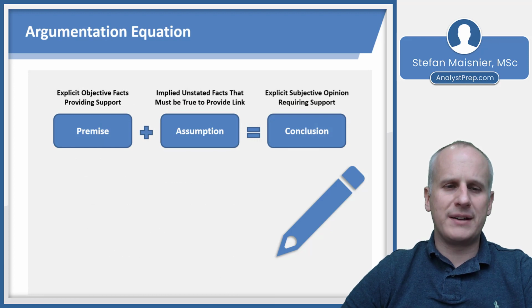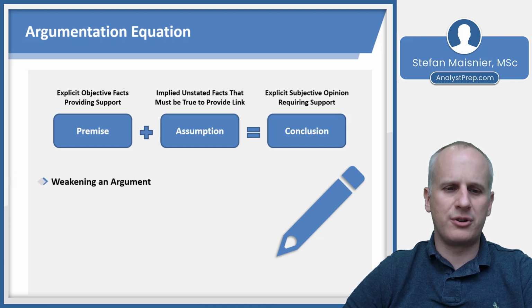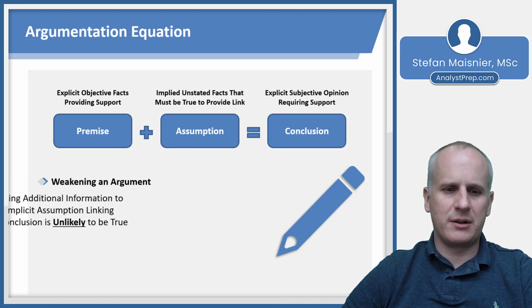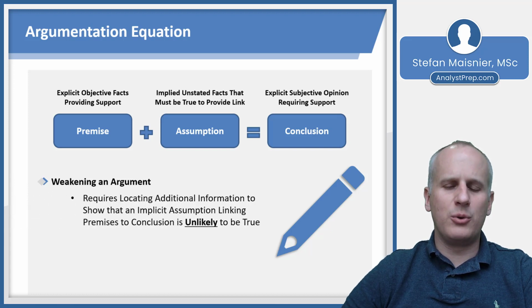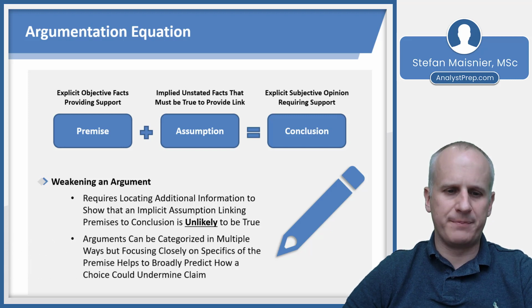So you should recognize our argumentation equation, whereby our premise, the facts, plus the assumption or assumptions, the unstated facts, lead logically to some sort of subjective opinion or conclusion or claim. Now, how do we weaken an argument? Well, you need to locate additional information in one of the choices to show that an implicit assumption linking the premise to the conclusion is unlikely to be true for some reason.